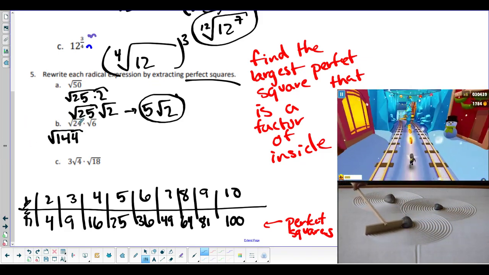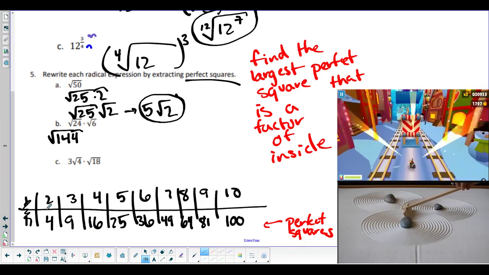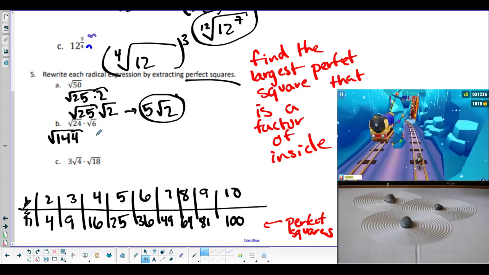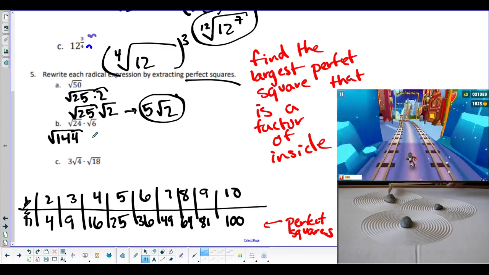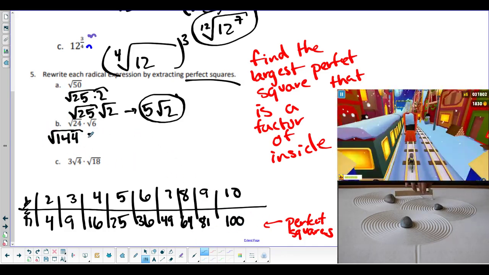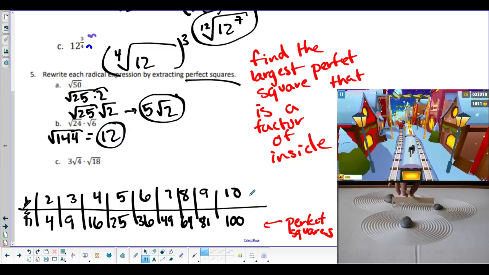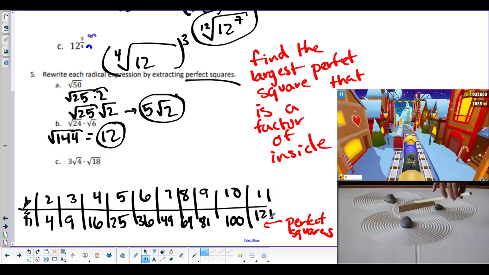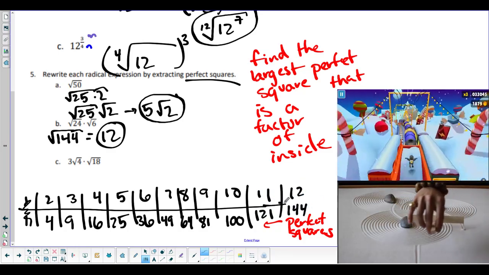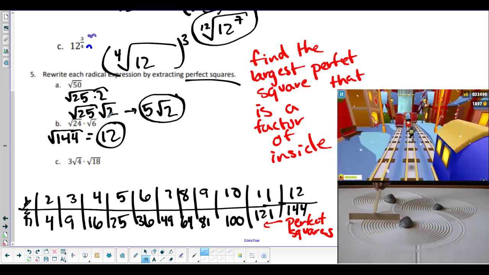I could break down 24 into like 4 times 6. I could break 6 kind of into something, I don't know. But the big idea, if you continue dividing these out, you will find that the square root of 144 is just 12. If I continue this list, it would be 11, 121, and then 12, 144. And so your final answer is just 12 because the square root of 144 is 12.